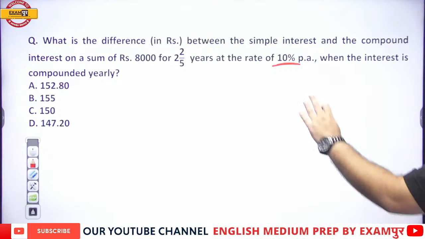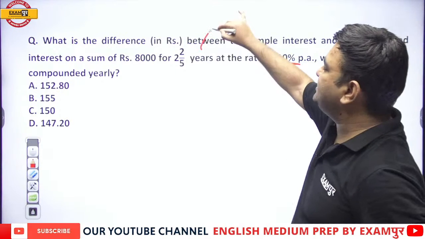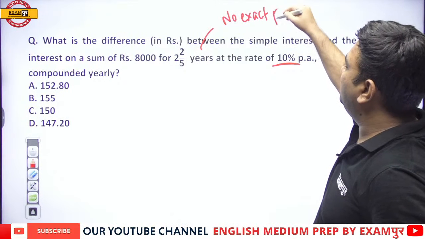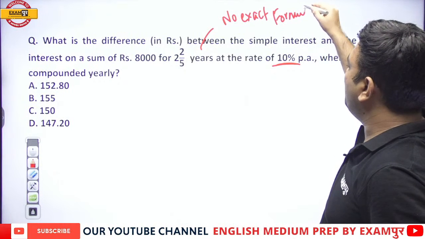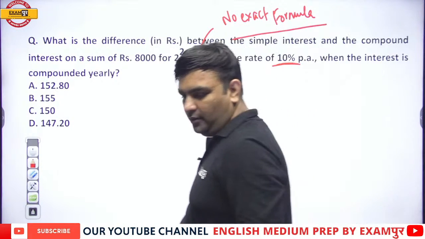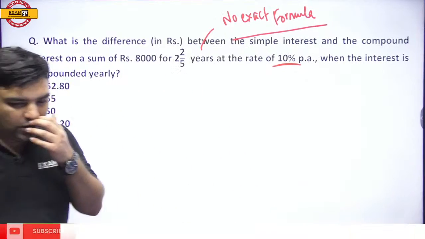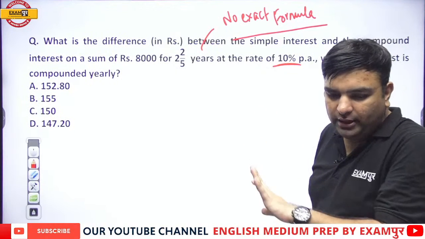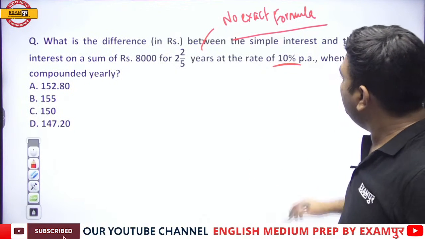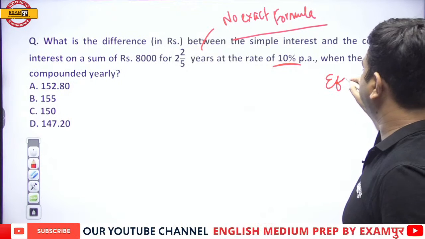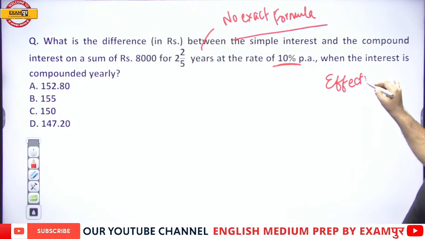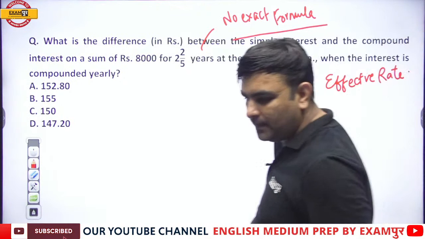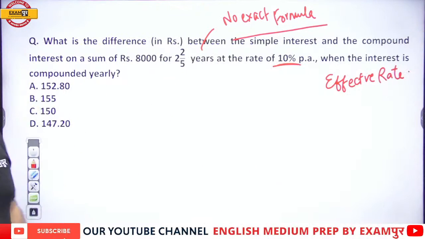Okay, 2 by 5 years. So there is no exact formula. We know the formulas for 2 year and 3 year, but for this 2 by 5 year, there is no exact formula. So we will do it by effective rate.